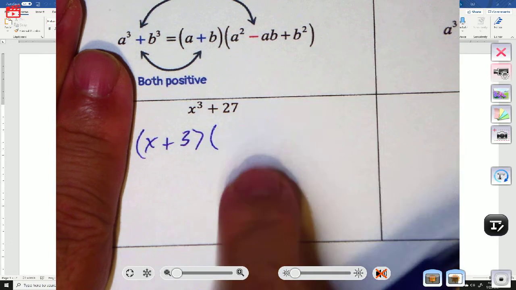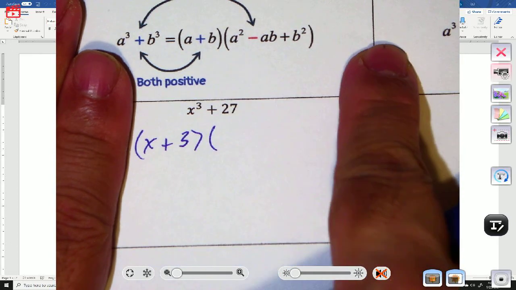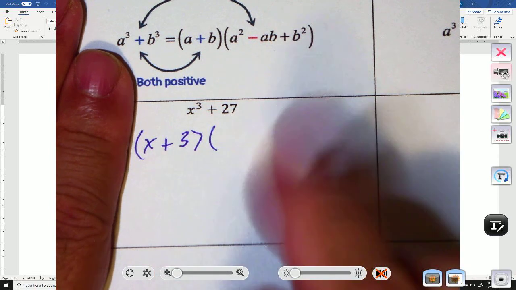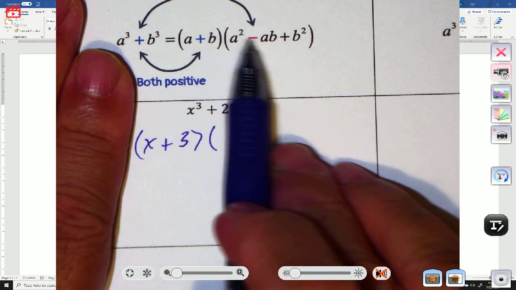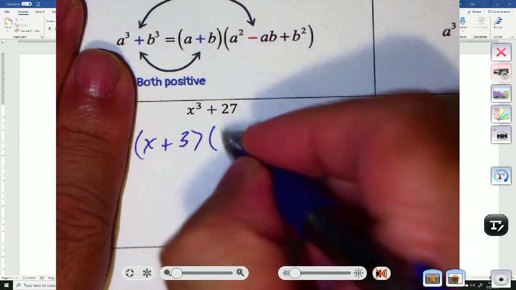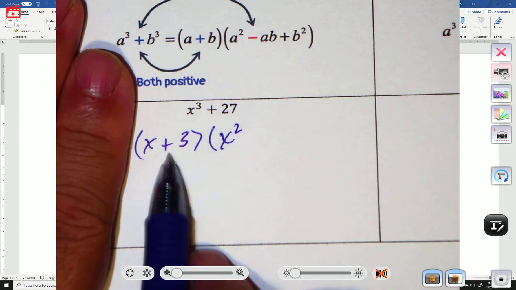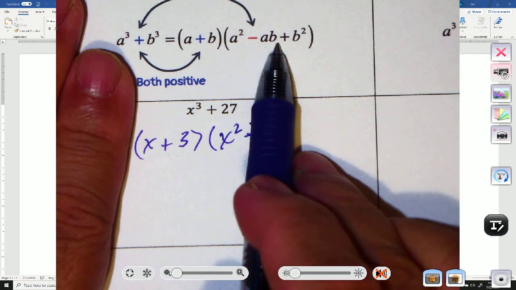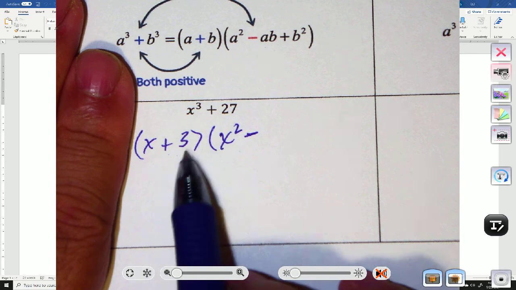The trinomial you're going to produce from the x plus 3. Because look what happens. Here, you go from a to a squared, right? So I'm going to take this x and square it. So that's x squared. Change the sign. The plus becomes minus. And then the ab means you multiply a times b. So it's x times 3, or just 3x.